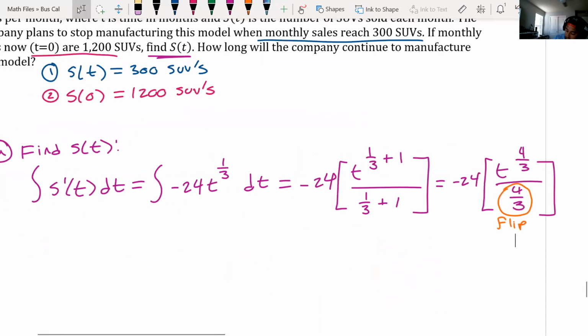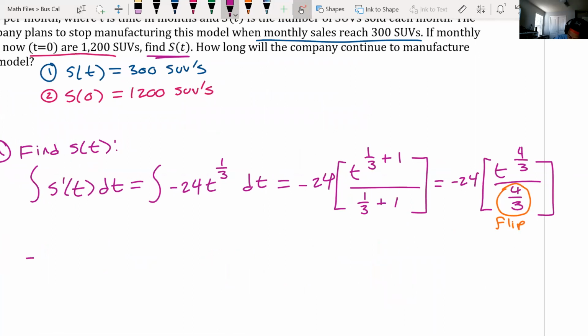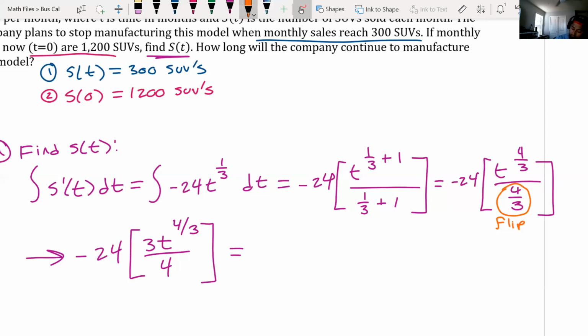All right. Oh, I can start back over here. So you'll get negative 24 times, that 3 goes to the numerator, 3t to the 4/3 over 4. Simplify. That 4 becomes a 1. That 24 becomes a 6. Multiply straight across, and negative 6 times 3 gives you negative 18 t to the 4/3 plus c.